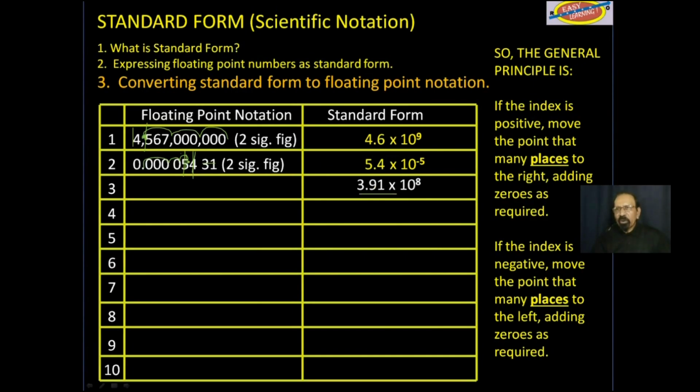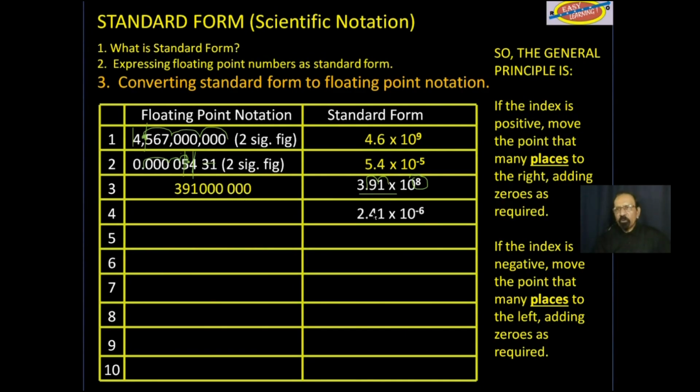Now we go the other way around. We have the standard form. We want the floating point. This is positive, so this number is larger than 1. We have to move this point 8 places to the right. So we will get how many zeros after the 391? 6. 391, 60.